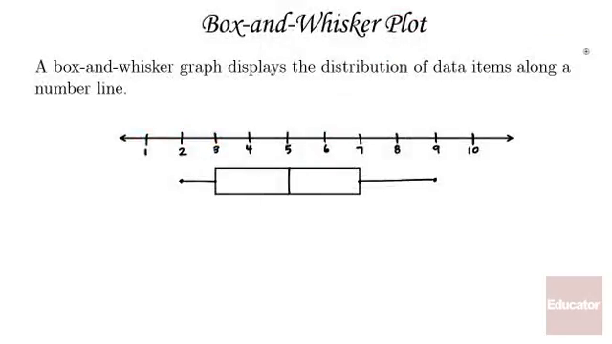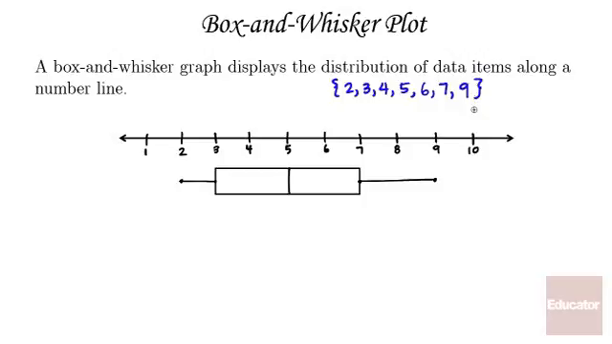Okay, so a box and whisker plot looks like this. It displays the distribution of data items along a number line. So we're going to use the box and the whiskers to represent certain items in the data. Before I explain this, I want to give you the data set. The numbers that I'm basing this plot on are 2, 3, 4, 5, 6, 7, and 9. Okay, so let's say that that's my data set.